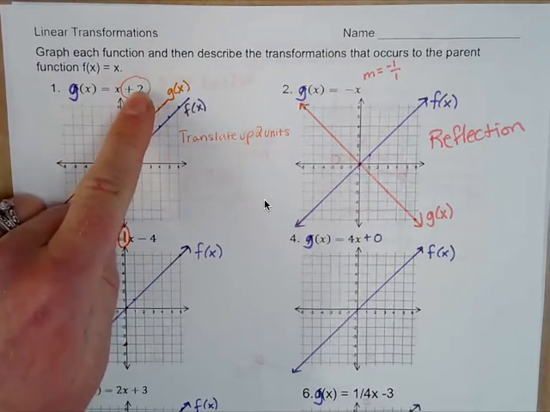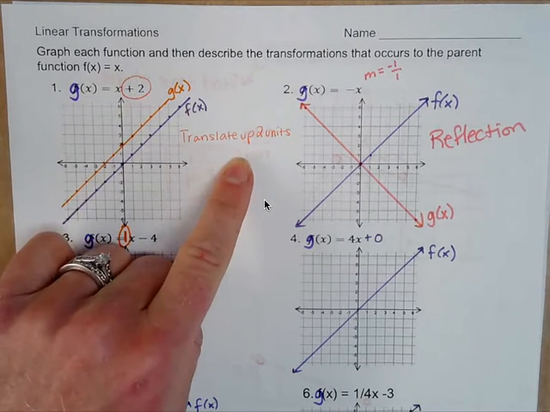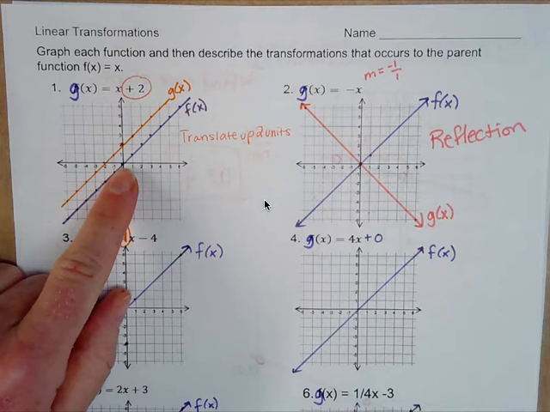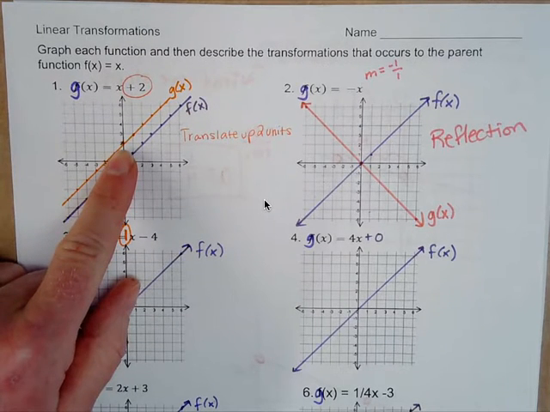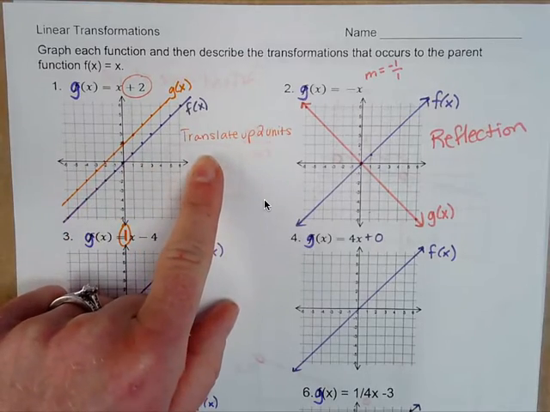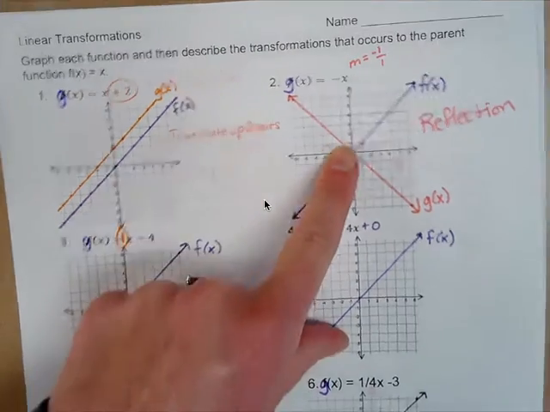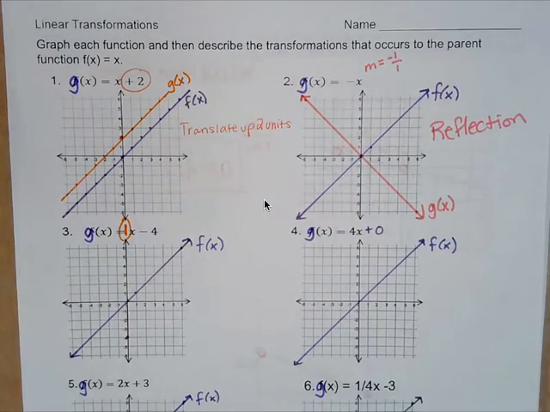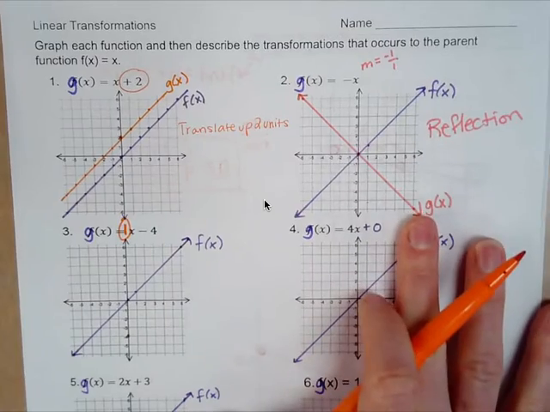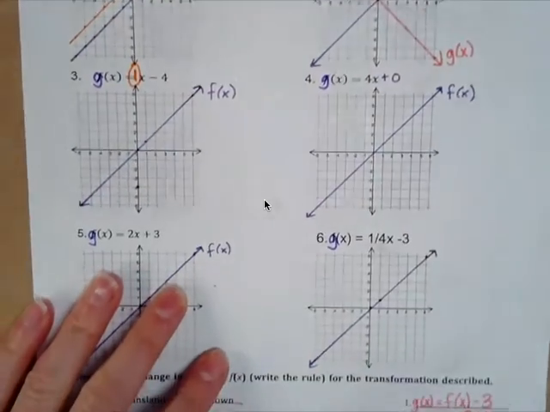And so if there is a change by the +2, that means it's translated up 2 units. This is the same exact steepness, same slope, just a y-intercept of +2. So my description is translate up 2 units. The next one, it has a negative x, so all that does is reflect it, which makes this new line with a negative slope. So you will do the rest of those.